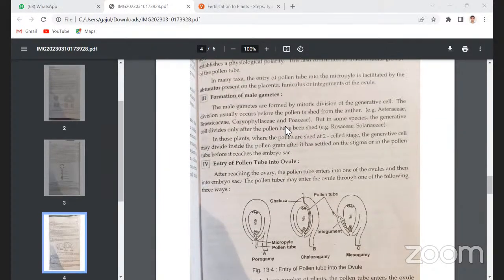Next, formation of male gametophytes. How they develop, or how the male gametophytes are formed.